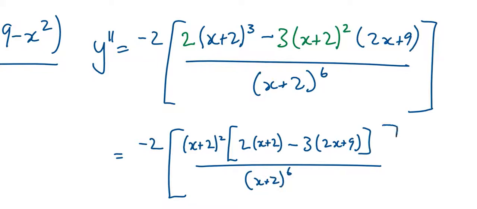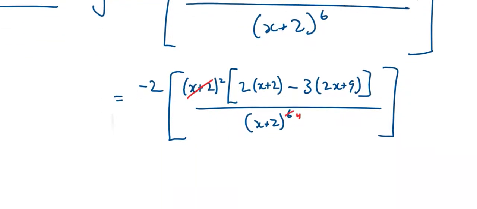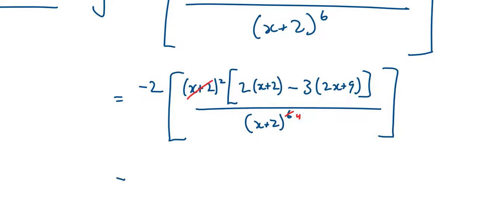The x plus 2's are gone with the 6, and I'm left with 4 of them, which makes sense. That denominator always increases by 1 every time you take the derivative. So that's a pattern you should look for, and it should sort of work out as you're factoring and simplifying.